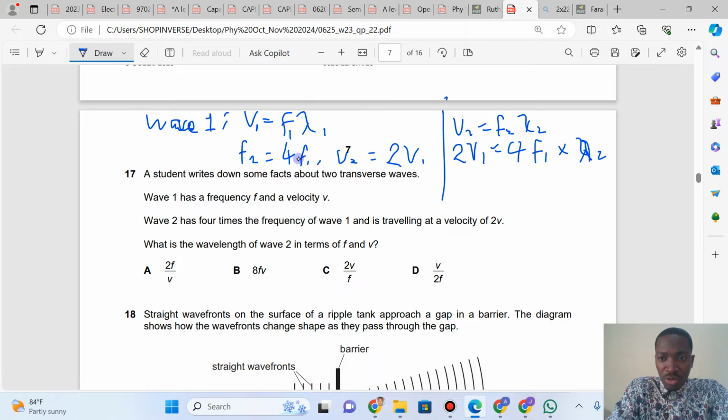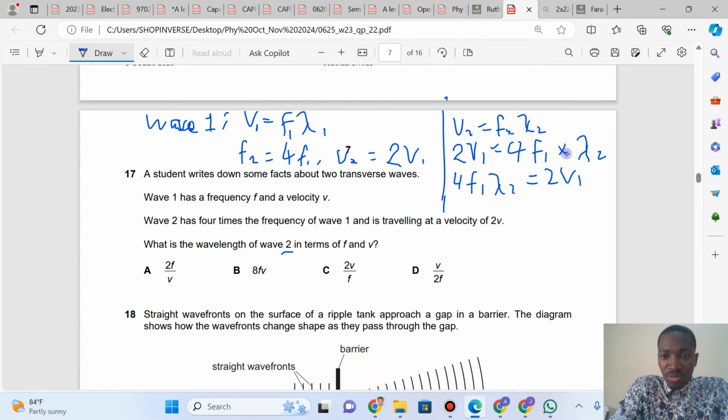Lambda 2 is what we are looking for. The question says, what is the wavelength of wave 2? So you are looking for the wavelength of wave 2 in terms of F and V, where F and V are the frequency and velocity of wave 1. You want to make lambda 2, the wavelength of wave 2, the subject. Since 4F1 lambda 2 equals 2V1, I just put this one on the right and this one on the left. And that's what we have here.